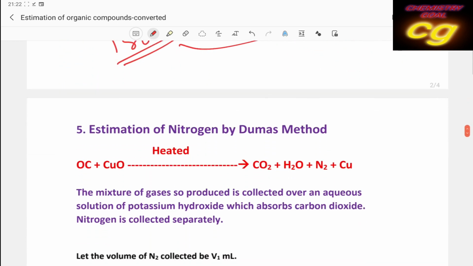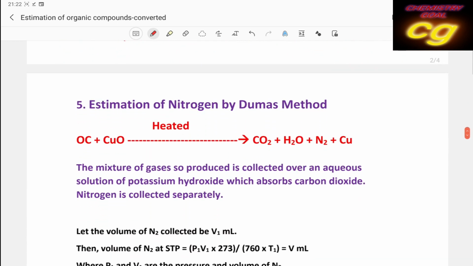Then next is the estimation of nitrogen. Nitrogen can be estimated by two methods. One is the Dumas method. In this method, the organic compound is taken in a test tube.